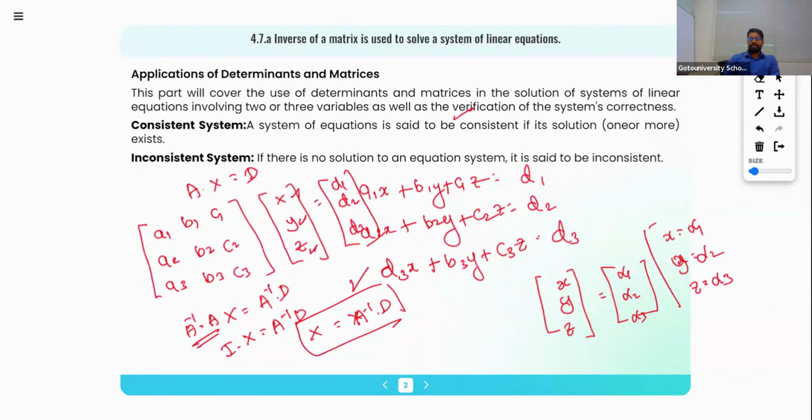Okay. So how do we check the consistency? We just have to find the determinant of this matrix. If the determinant of this matrix is not equal to 0, then it is consistent. If this determinant is equal to 0, then it is inconsistent. Then we cannot solve such questions. Simple as that. Hope this part is clear. Let's see some examples.